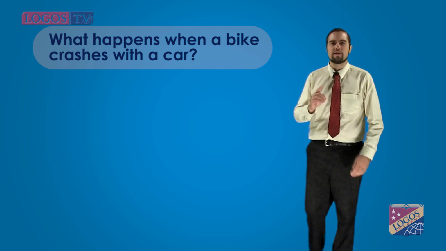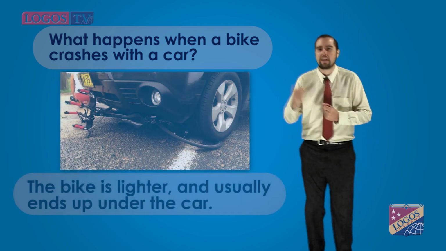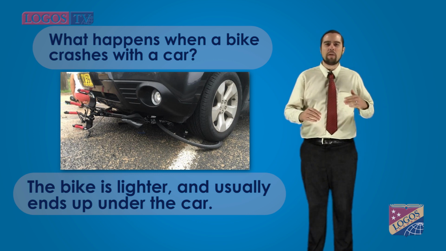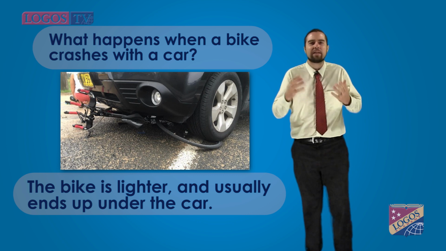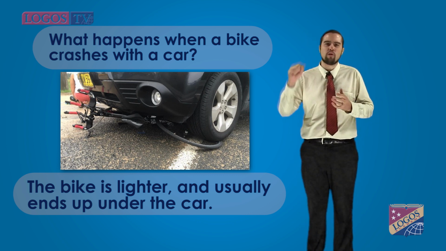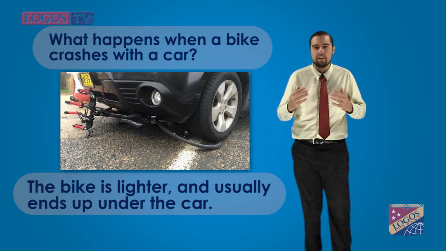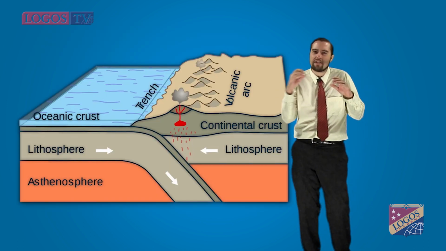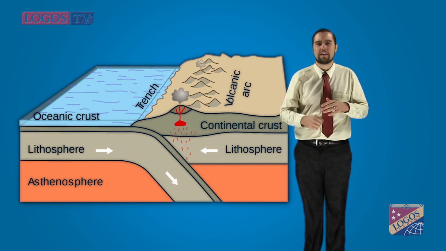Think of it like a crash between something very light, like a bicycle, and something heavy, like a car or a truck. When the bicycle hits the car, it ends up underneath the car because the car is so heavy, it can just roll right over the bike. The same happens with the tectonic plates. When a small plate crashes against a very thick plate, we call it subduction process.